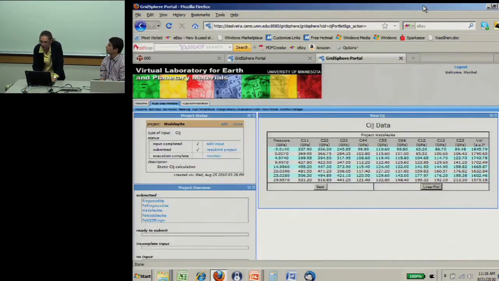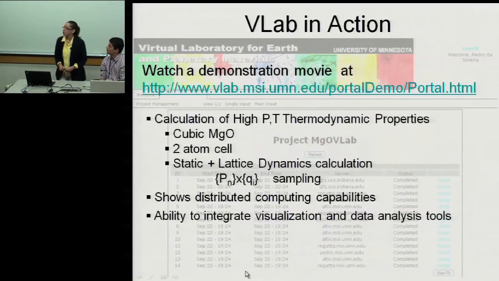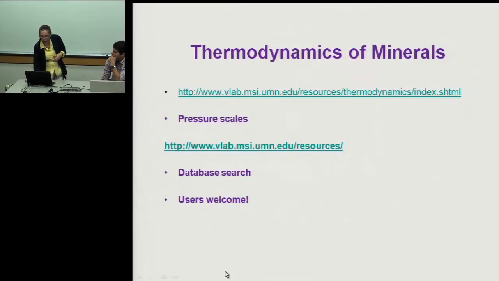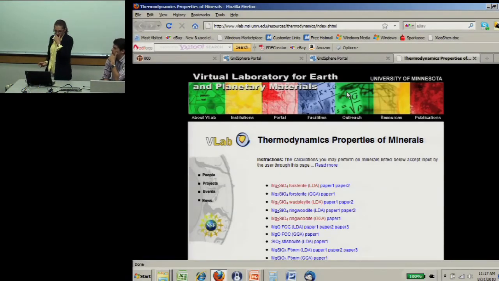So you can go online and see a movie that we have there that shows you a project that consists of the thermal equation of state of MgO. It's a small project, and you can see it running in real time. Of course, after it runs, the thermal properties can also be calculated as we do here. Here is a collection of results that we make available online. These are results that we published.